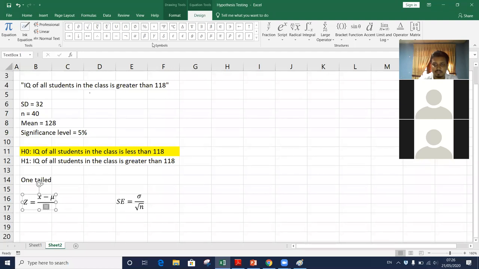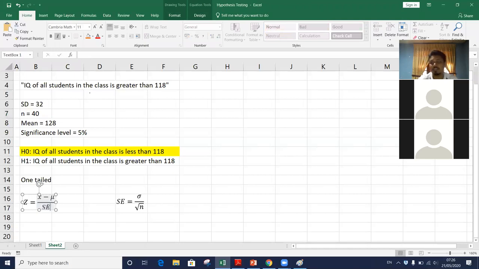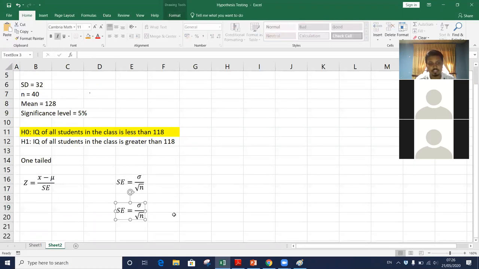Right? But is it either standard deviation? Here, are we working with the population data or the sample data? Right here it should be standard error of mean, not standard deviation. So standard error of mean can be calculated by this formula. Right.